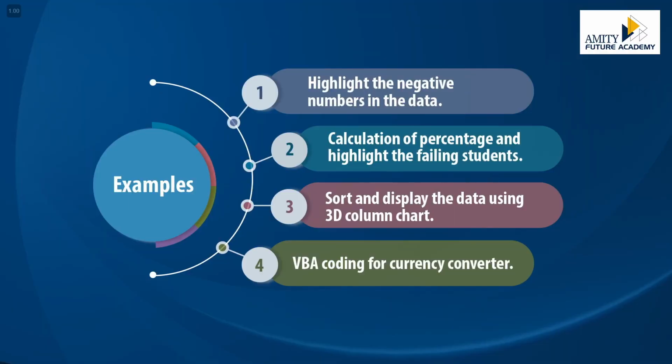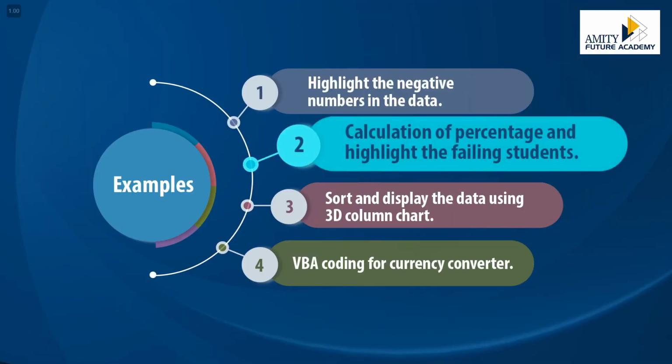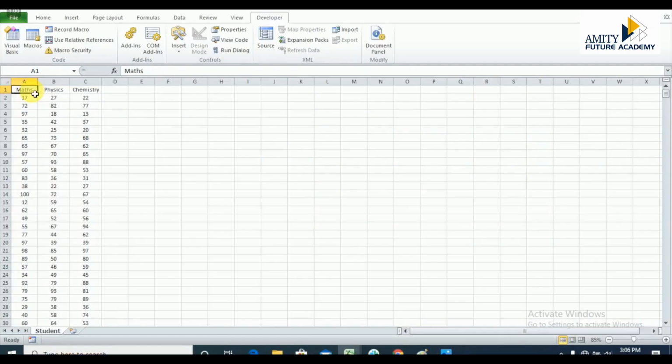Our next example is to calculate the percentage of the students and highlight the failing students. This data set has 3 columns, that is the marks of 3 subjects, math, physics and chemistry. In order to calculate the percentage of these marks, we first have to calculate the total for each student. After calculating the total, we'll divide it by 300 as these marks are out of 100 each. So once we get the total, we divide it by 300.